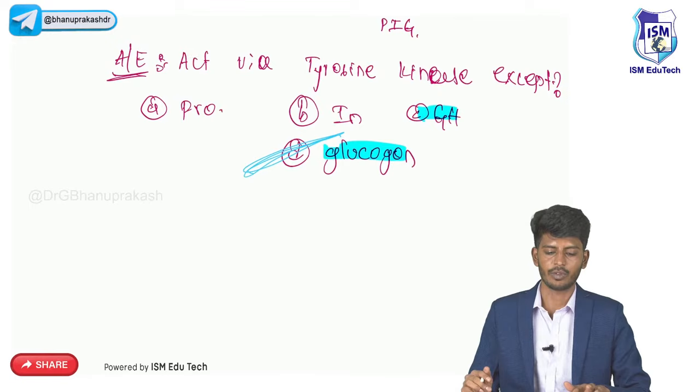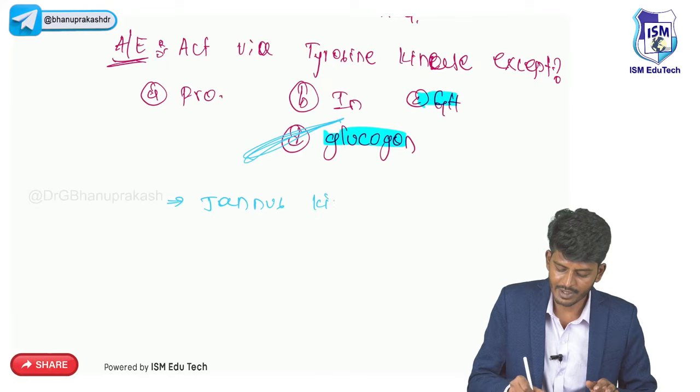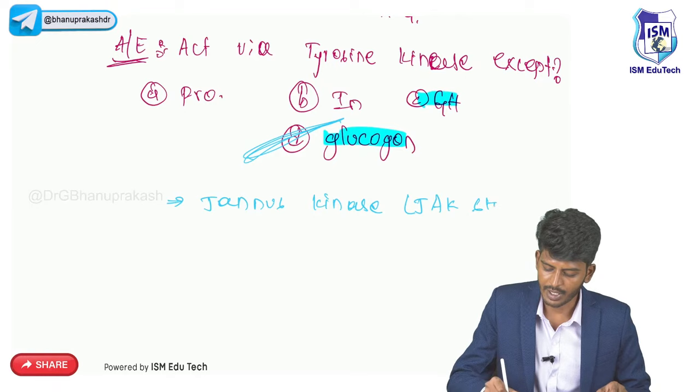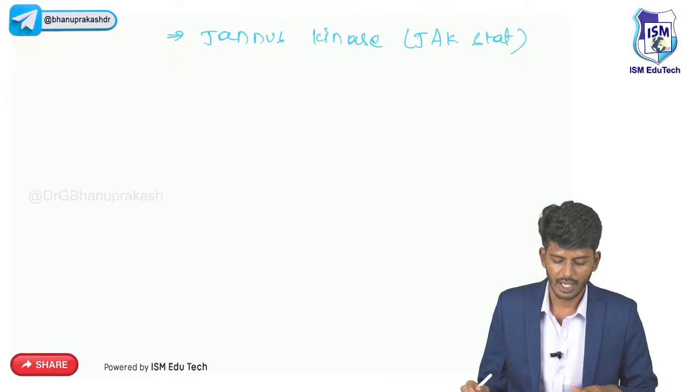There is one more example for this receptor type, that is the Janus kinase receptor. Janus kinase receptors are also called JAKs. They work in a pathway called the JAK-STAT pathway. So this is the importance of your receptors to remember. Once you understood this, let's go to the next important aspect.